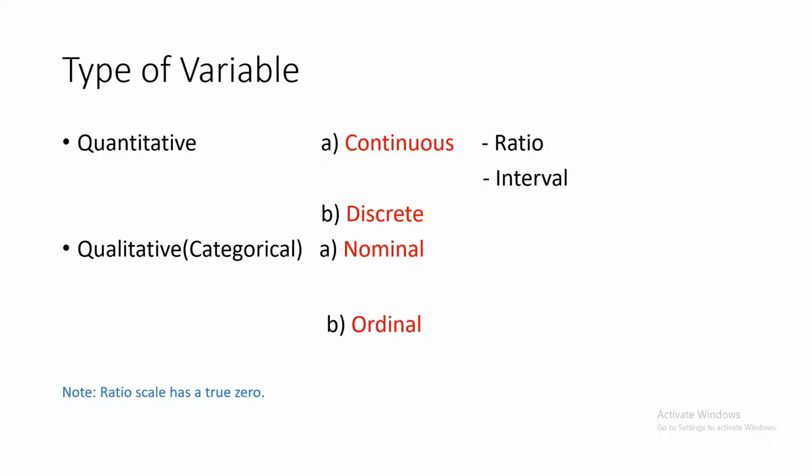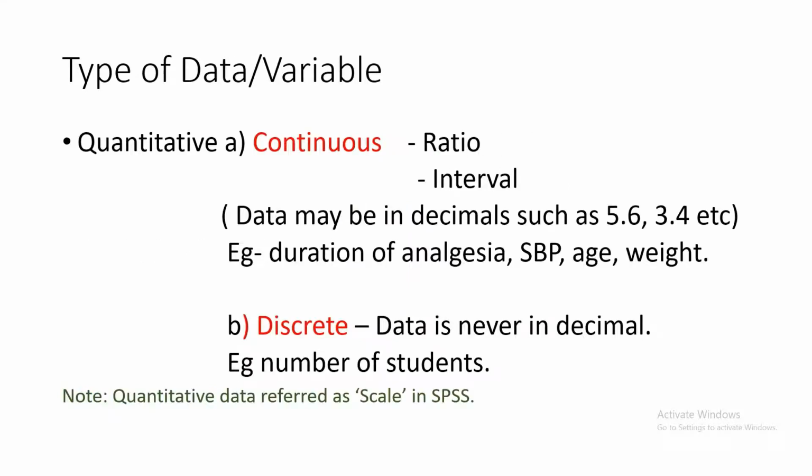And next is discrete. Continuous data may be in decimals, such as 5.6, 3.4. We can take as examples duration of analgesia, systolic blood pressure, age, weight. These are examples of continuous data.